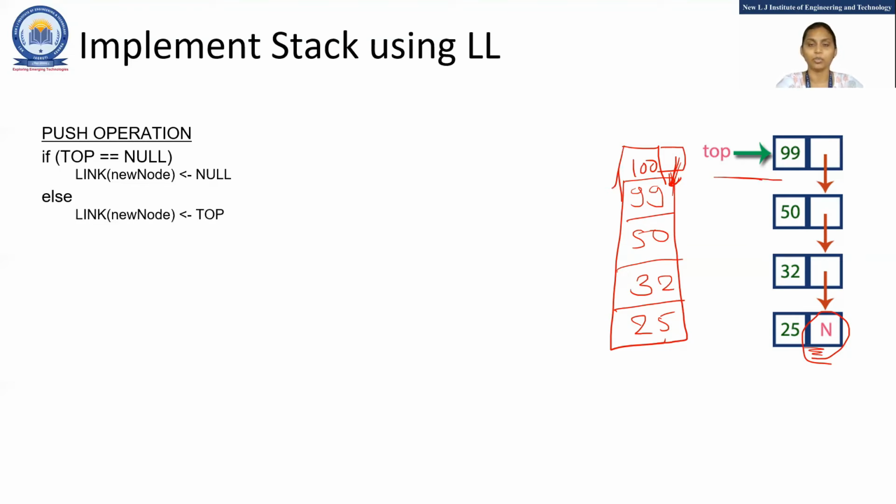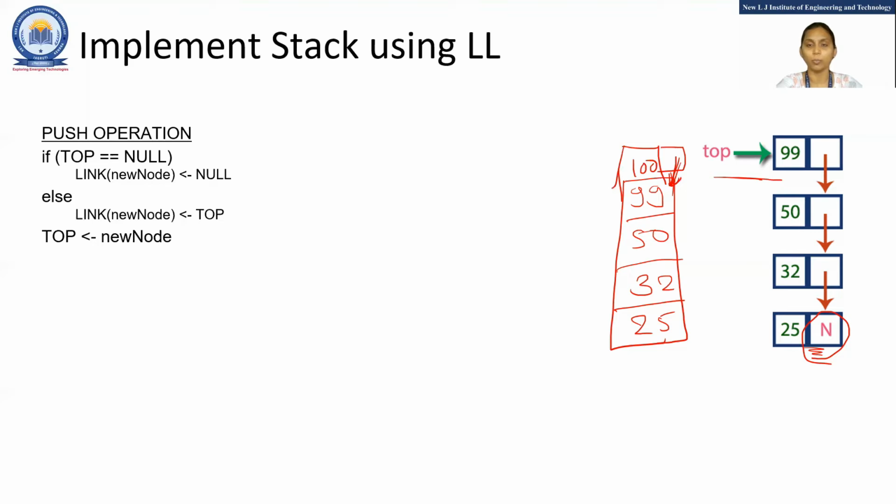And after that, what should we do? We update the link. The link of the new node would be null or it can be top. Then after, make top the new node. Now top would point to the newly added node. So the top pointer needs to be updated in your push operation. This is the end of your push operation.